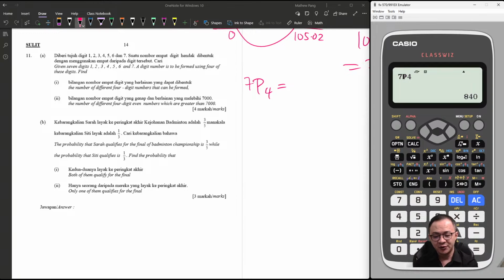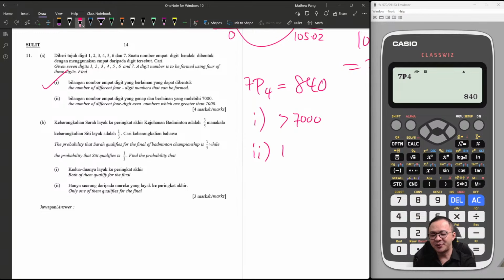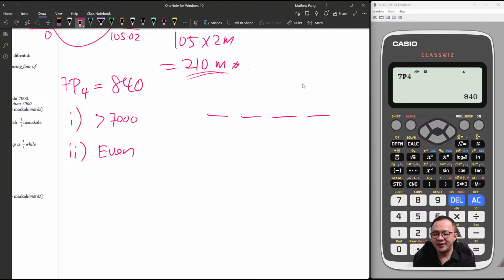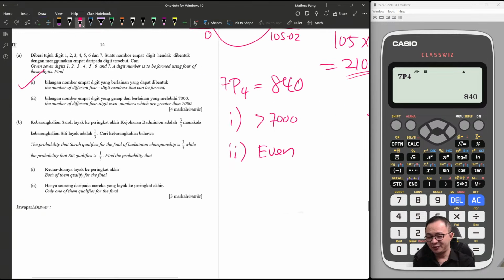7P4 is 840. Okay. So the number of different 4-digit even numbers that are greater than 7,000. Two conditions. First condition, it must be greater than 7,000. Second condition, it must be an even number. Alright, so we want to ensure we don't repeat anything. Greater than 7,000, the first digit must be 7. Quite easy. Then the last digit must be 2, 4, or 6.